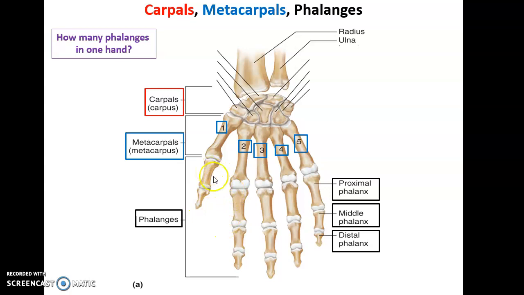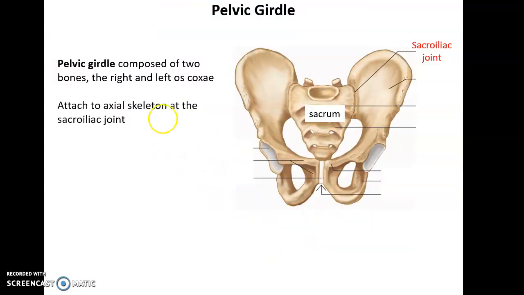This would be proximal phalanx 1, distal phalanx 1, proximal phalanx 2, middle phalanx 2, distal phalanx 2. So how many phalanges in one hand? It's 14.